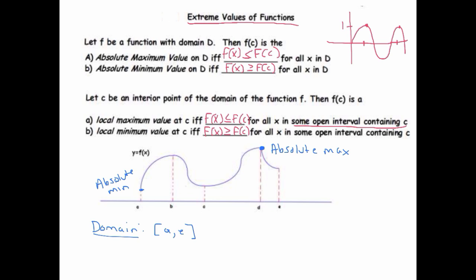So let's identify our local maxes and mins on our graph here. Looks like I've got a local min here at C, because f of C is less than or equal to f of x for all x in that immediate neighborhood. And looks like I have a local max at B.